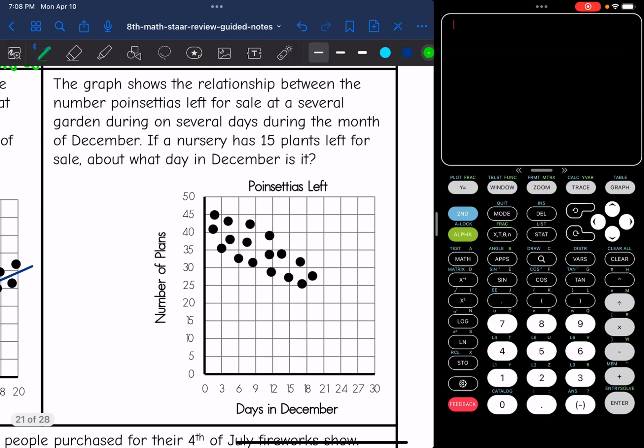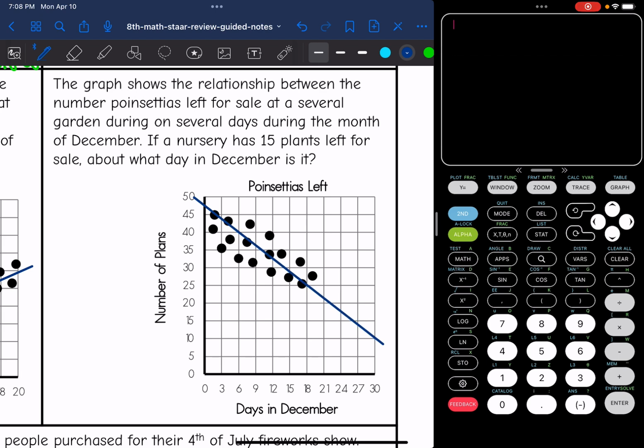Okay, let's look at this next one. It says the graph shows the relationship between the number of poinsettias left for sale at several gardens on several days during the month of December. If a nursery has 15 plants left for sale, about what day in December is it? So the first thing I'm going to do is draw a trend line so I can make a prediction with this data.